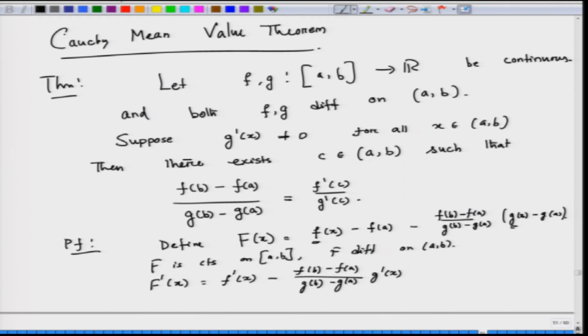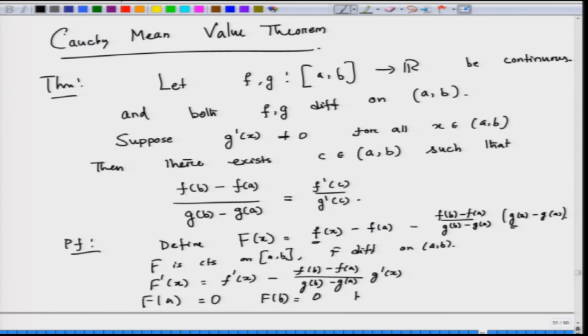So I can find a c such that if capital F prime of c is equal to 0, then I am done. Now, how to find a c such that capital F prime of c is going to be equal to 0? Now look at F of a, which is f a minus f a, which is 0, and g a minus g a is 0. So this is 0. Now look at F of b. F of b is f b minus f a minus f b minus f a by g b minus g a into g b minus g a, this gets cancelled. So this is also equal to 0.